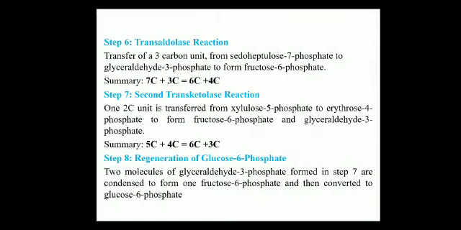Next, the second transketolase reaction is there. Here a 2 carbon unit is transferred from xylulose 5 phosphate through erythrose 4 phosphate to form fructose 6 phosphate and glyceraldehyde 3 phosphate. When you look at the reactions or the whole pathway, you'll understand these explanations. Next, the eighth step is regeneration of glucose 6 phosphate. Two molecules of glyceraldehyde 3 phosphate are formed in the seventh step. They are condensed to form fructose 6 phosphate. Then that is converted into glucose 6 phosphate.